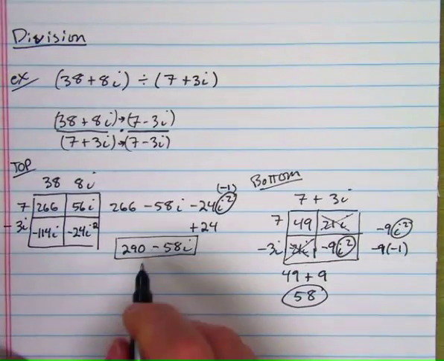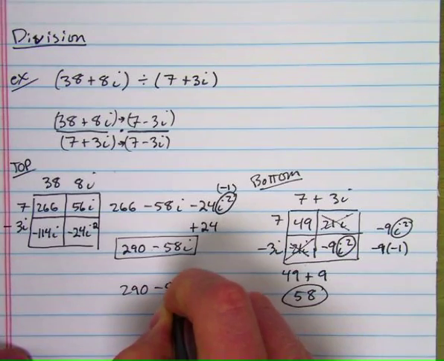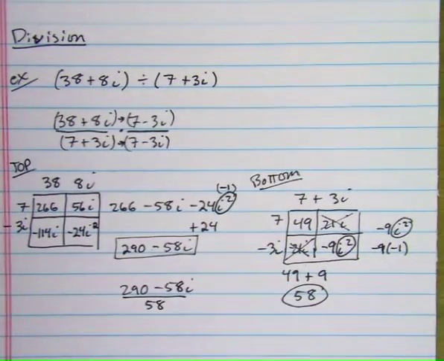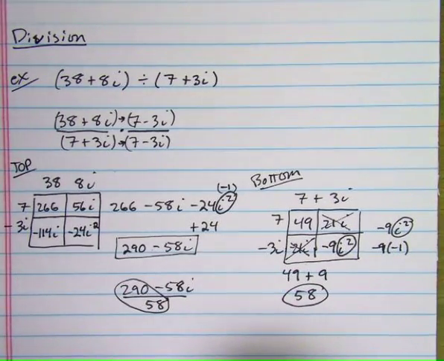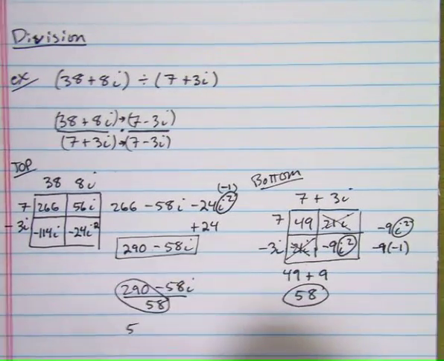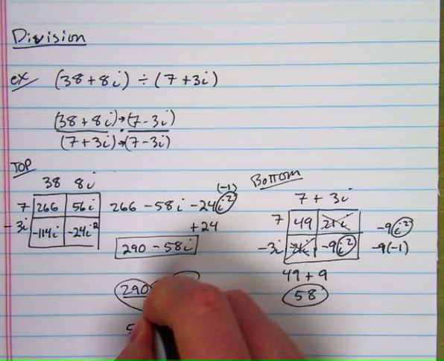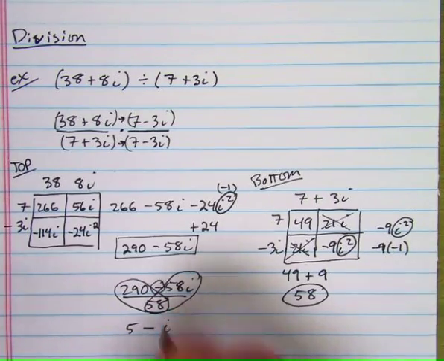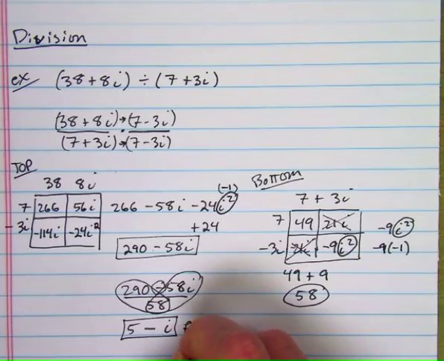Okay, so I have the top, I have the bottom. I put together my fraction all over 58. When I divide this part out, 290 divided by 58, I get 5. The subtraction stays in the middle, and then when I do the other side, 58 divided by 58, that's 1, so I would just write in i. Final answer.